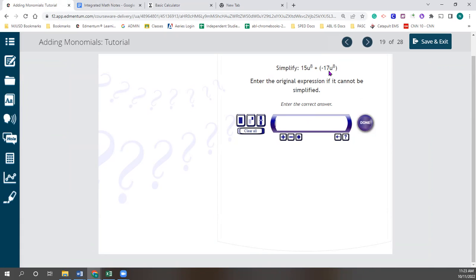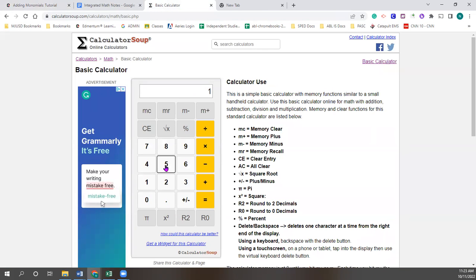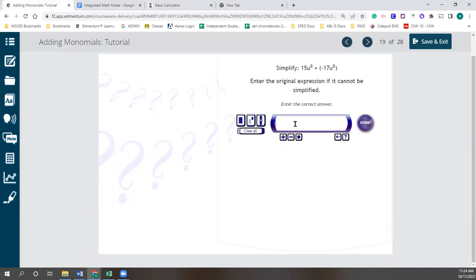15 plus negative 17 equals -2. So -2. Now I got the u, but I need to do the exponent 8, not exponent 16. You just leave the term the same. So you leave that part the same. So u8. How do I get the 8 up there? I push this exponent button and then push 8.